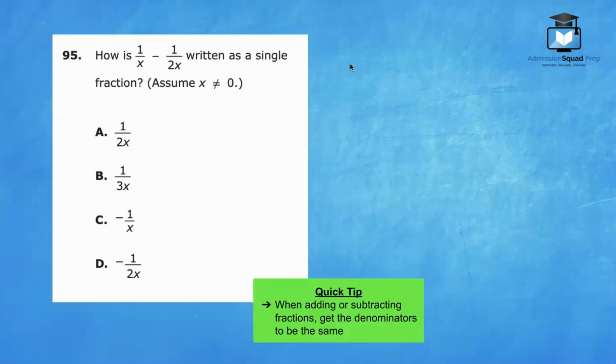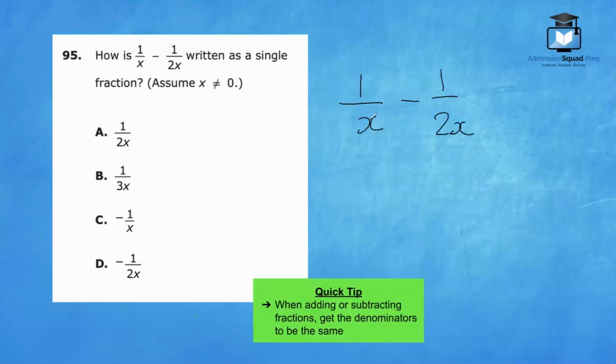Number 95, how is 1/x minus 1/2x written as a single fraction? Assume x is not equal to 0. This is a simple subtraction problem. Remember that when adding or subtracting fractions, the goal is always to get the denominators to be the same. So right now, the fraction over here to the right has 2x as the denominator, but the fraction over to the left only has x in the denominator.